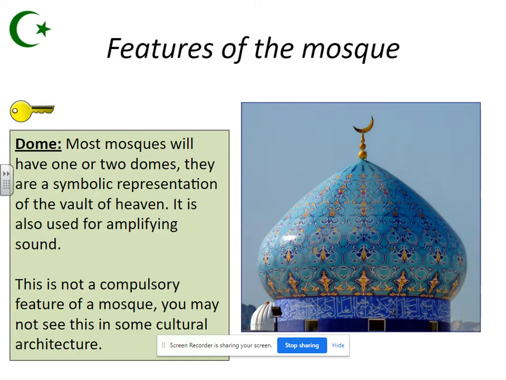Many mosques also have a dome. Now the dome has different purposes to it. One, sometimes it's a symbolic representation of the vault of heaven, but it also has a more practical use. It's also used for amplifying sound, especially back in the day when people didn't have microphones and that sort of thing. The dome allowed for the sound to travel around the mosque.